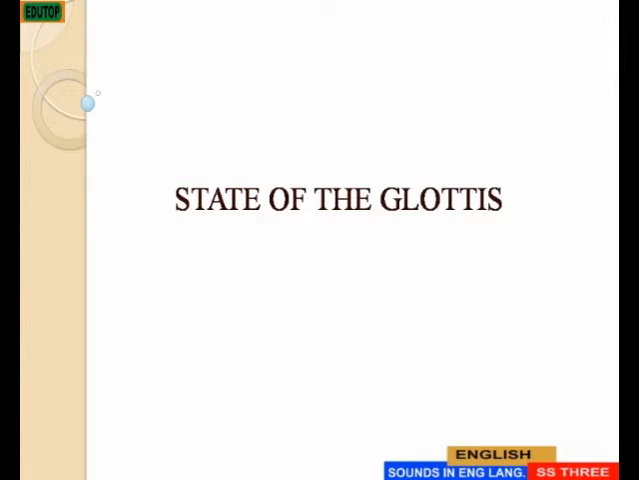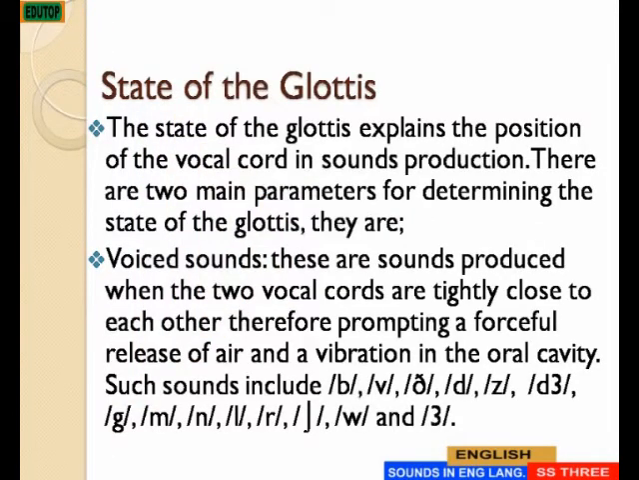We move to the state of the glottis. That is another parameter for categorizing consonant sounds. The state of the glottis explains the position of the vocal cord in sound production. There are two main parameters for determining the state of the glottis.